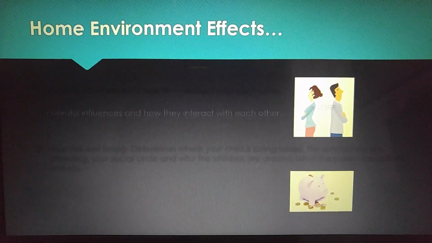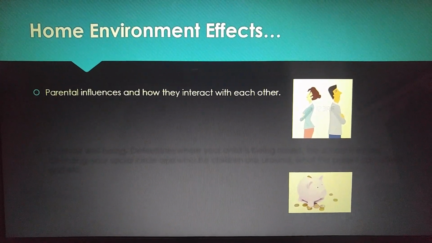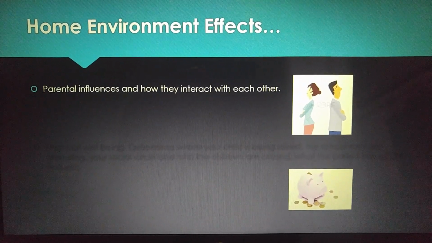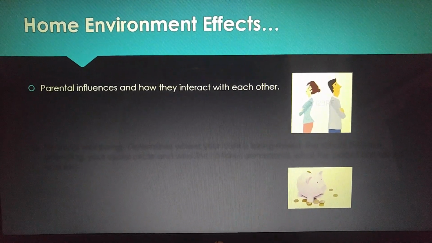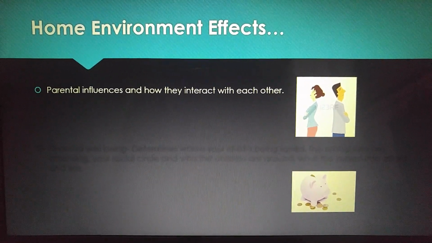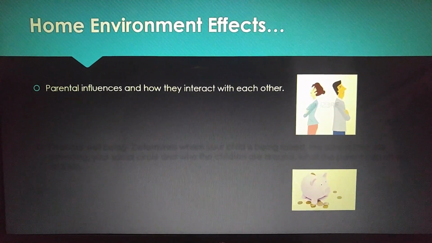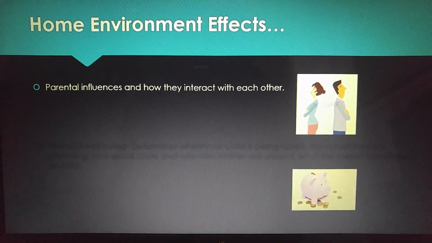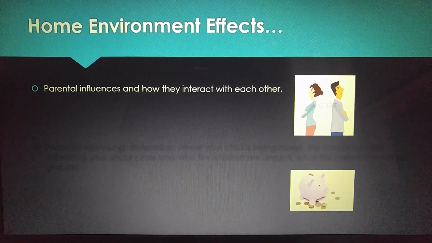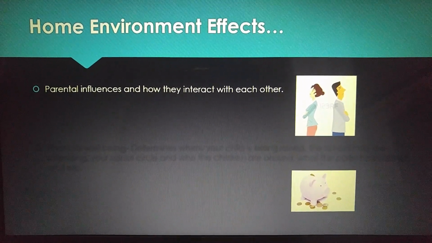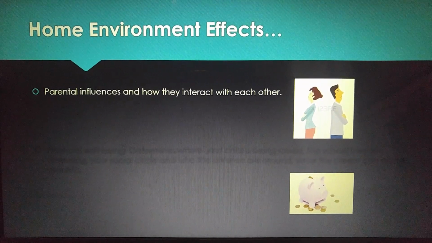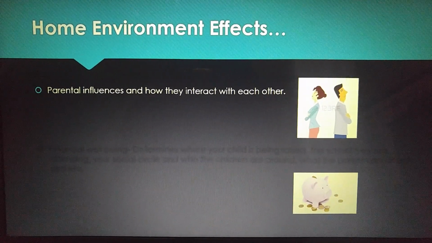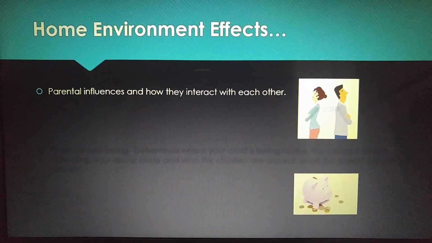Another key thing for the home environment effects is parental influences and how they interact with each other. Now, we all know children are watching their parents. That is the very first influence that a child has, the first two people that they know. So they watch, and that's who they learn from. If they see parents arguing, fighting, or any type of abuse, this all plays a major impact on how that child will actually communicate with other people that they love. And this will establish how they interact. And it also can have some long-term negative effects.